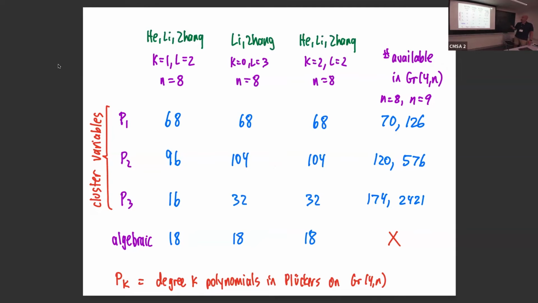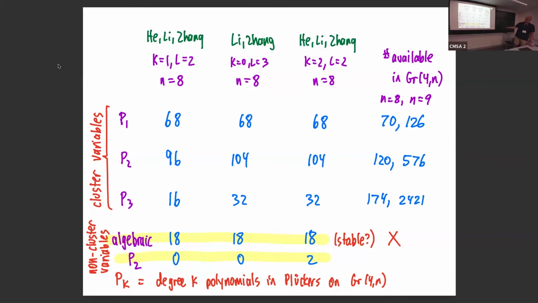Okay. Then the next data point is a calculation of the 2-loop NMHV amplitude. And it's intriguing because these numbers are now starting to stabilize. You get 104 again, 32 again, you get the same 18 algebraic letters. But there was a new ingredient because they found here, I hope those of you in the back can see, that I've added another row here. I've added a row for degree 2 polynomials in Pluckers that are not cluster variables.